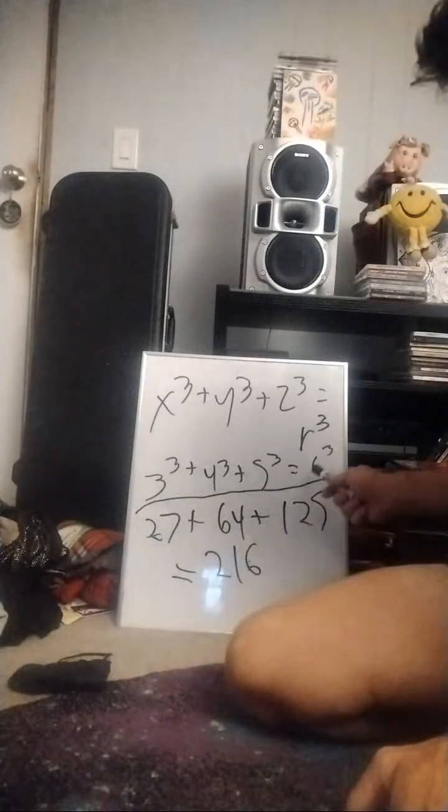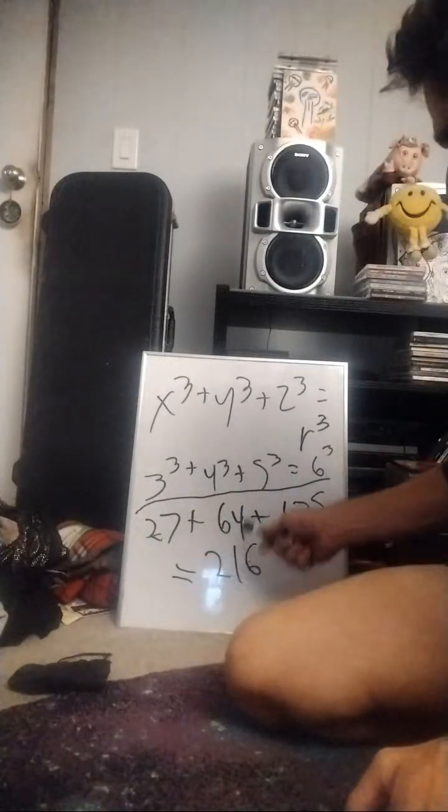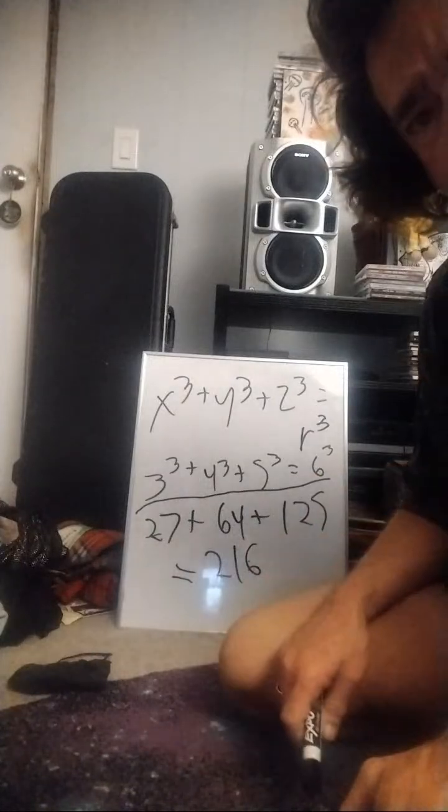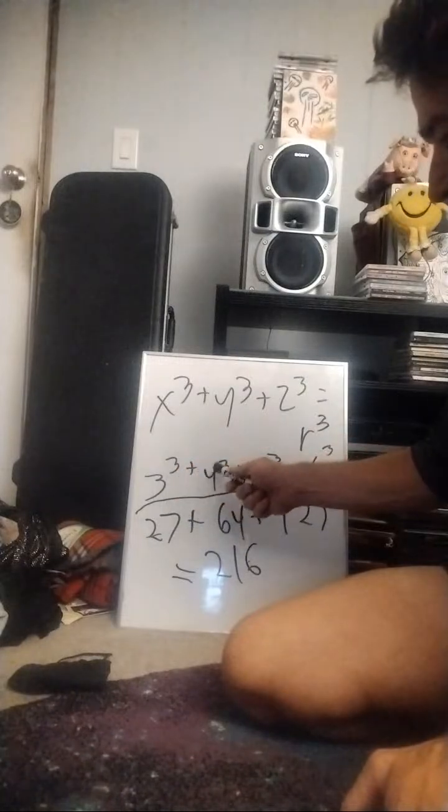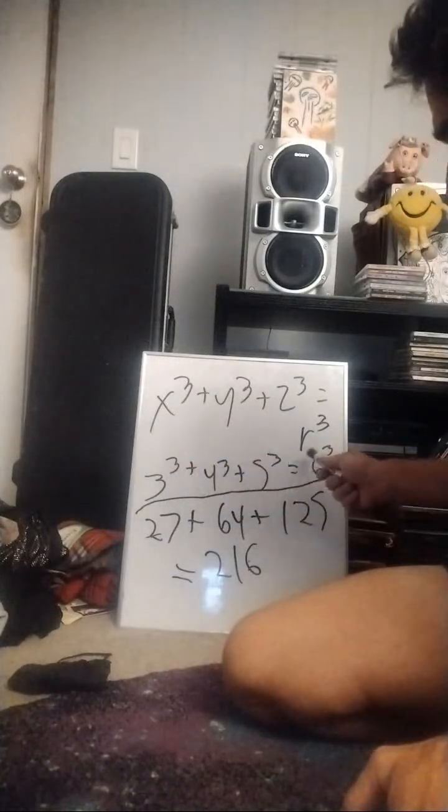Maybe because 6 cubed is 666, and people don't want to worry about 666. It's a biblical number. It's bad. It's the mark of the beast. I don't know. But it turns out 3 times 3 times 3 plus 4 times 4 times 4 plus 5 times 5 times 5 equals 6 times 6 times 6.